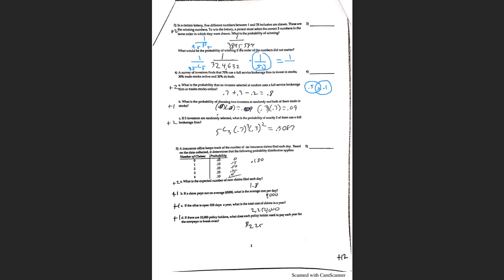Are there different ways this could happen? The answer is yes. If I've got 5 investors and I want 3 of them to use full service, I could go yes, yes, yes, no, no. Or I could go yes, yes, no, yes, no. Or I could go yes. You get the idea. So how many different ways could that happen? Well, that's 5C3. That counts all the different ways it could happen.